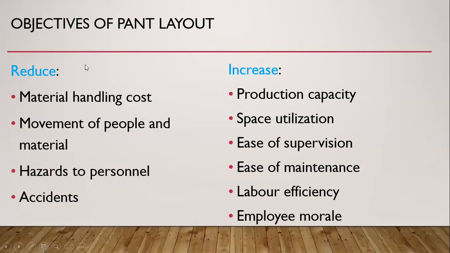So the objectives of plant layout can be divided into two, those which reduce and those which increase. So we want to reduce material handling cost. We want to reduce movement of people and material. We want to reduce hazards to personnel, and we want to reduce accidents. And we want to increase production capacity, increase space utilization, increase ease of supervision, increase ease of maintenance, increase labor efficiency, and increase employee morale.